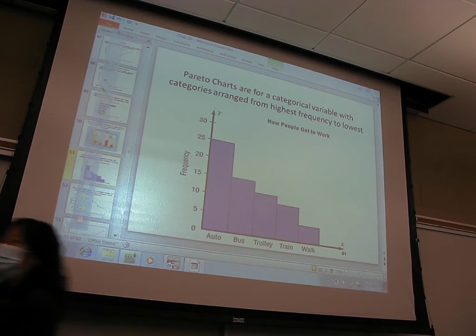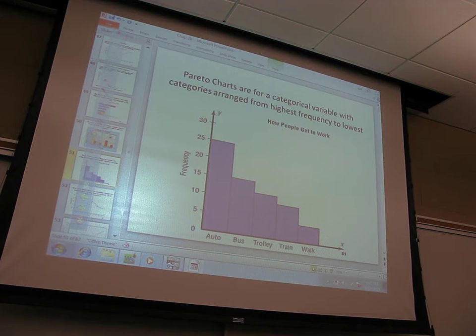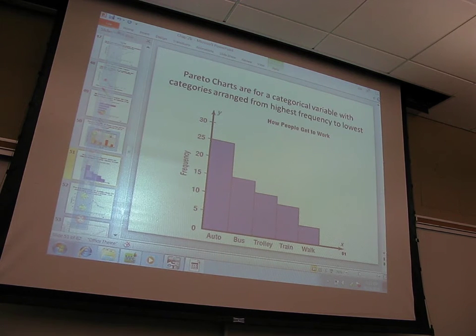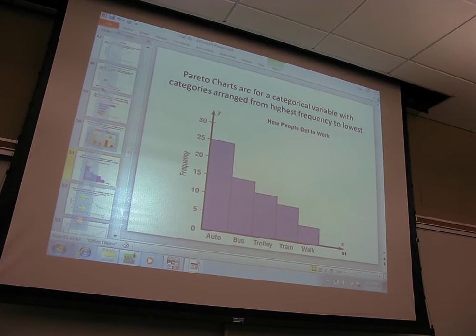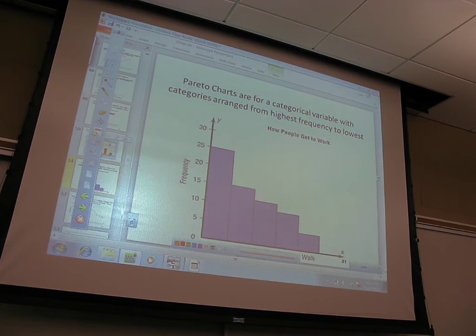So with categorical data, we can have a Pareto chart where we rearrange the data again from most frequent to least frequent. So make sure you know that, because it will come up.